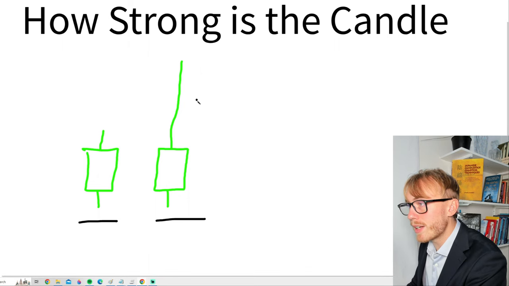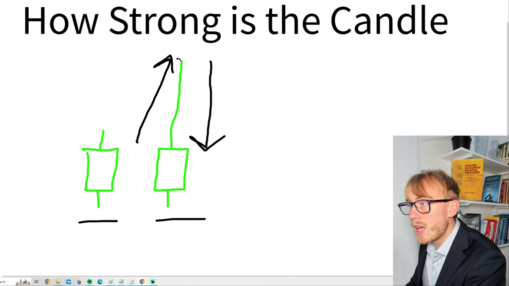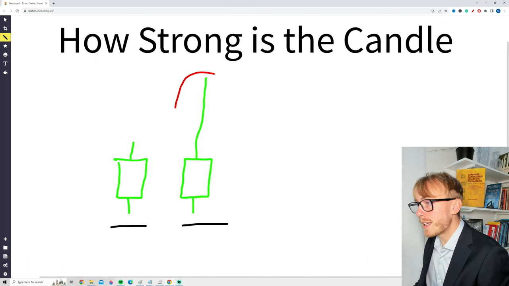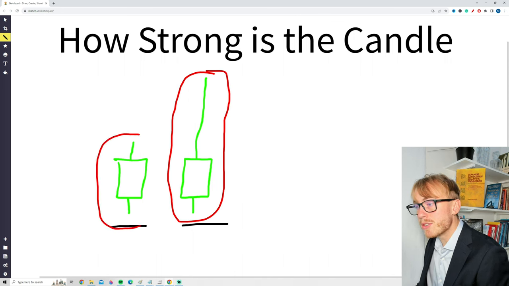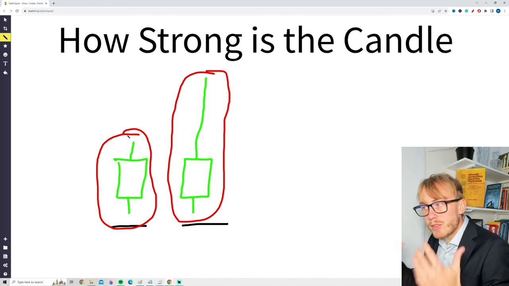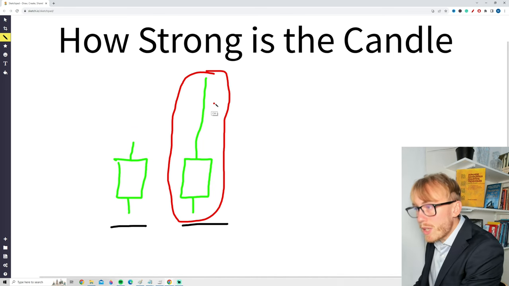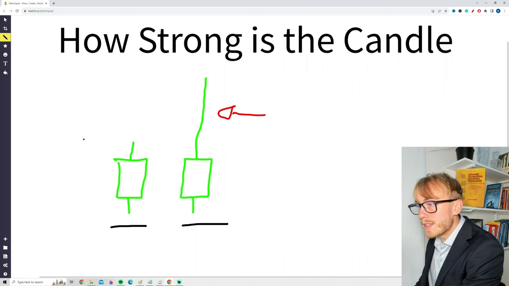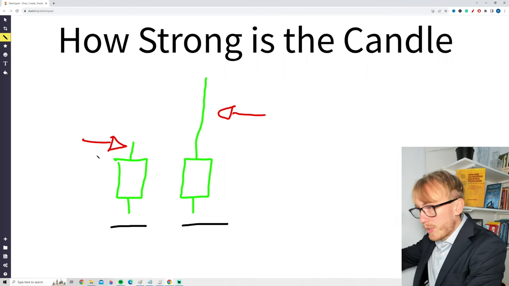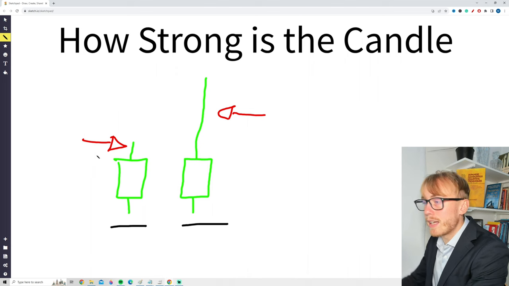For the candle to the right here, we can see that we saw a strong price reaction because the bulls managed to push the price all the way up here. But before the candle closed, the bears managed to take control and push the price all the way down. This makes this candle much more bearish compared to this candle. Even though the two candles look very similar, the wicks of the candles, so this part and this part, are super important. And this is something that will come up again and again in this course.